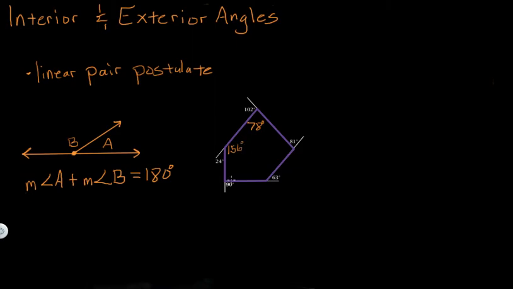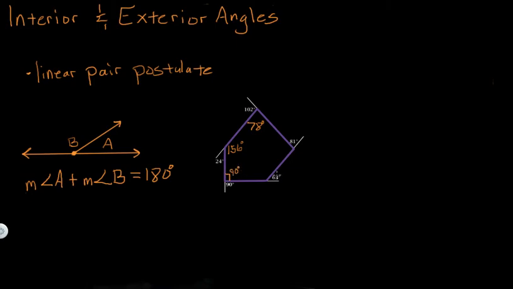Likewise, we see here, this is actually a right angle. So because this is a right angle, we know that this angle is also a right angle because 90 plus 90 will give us that 180 degrees. So this interior angle is 90 degrees.